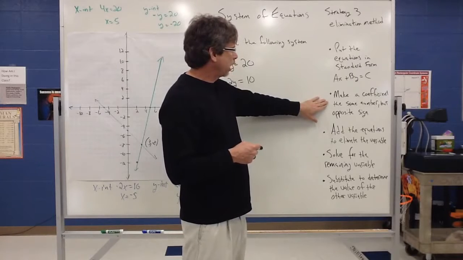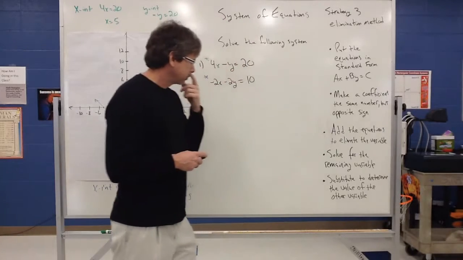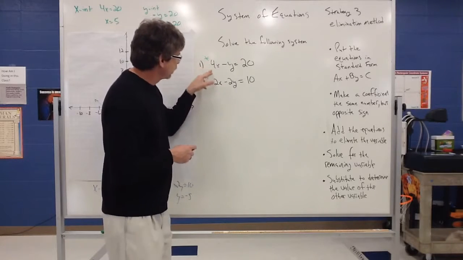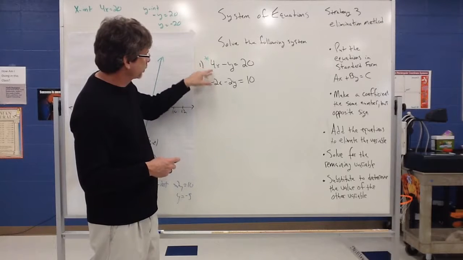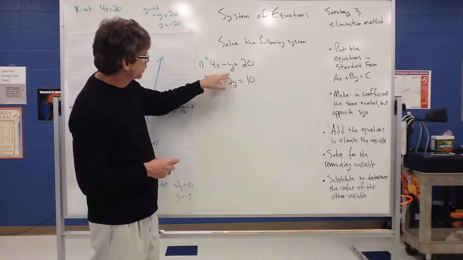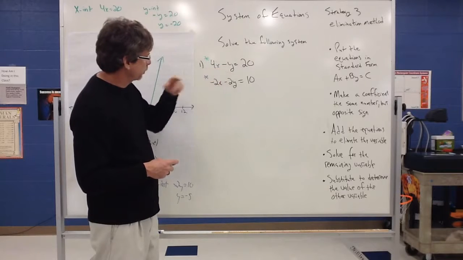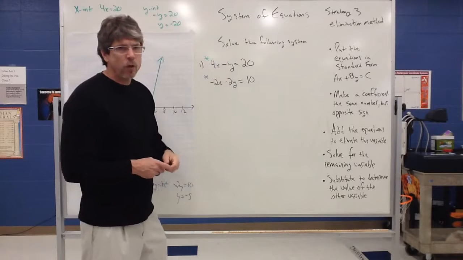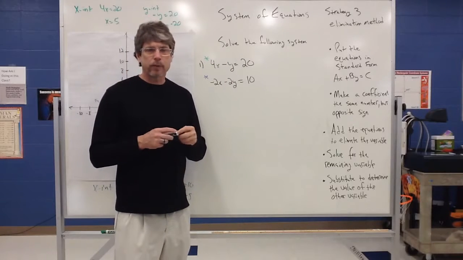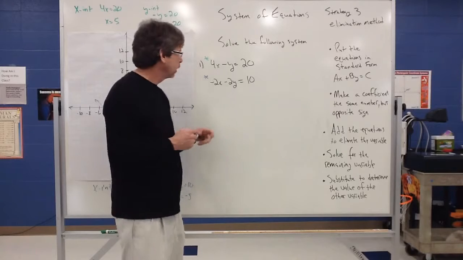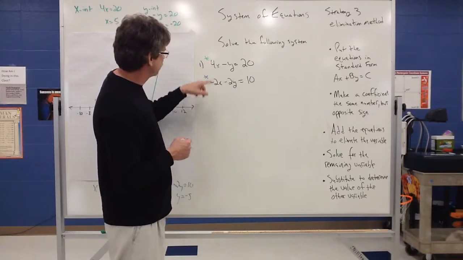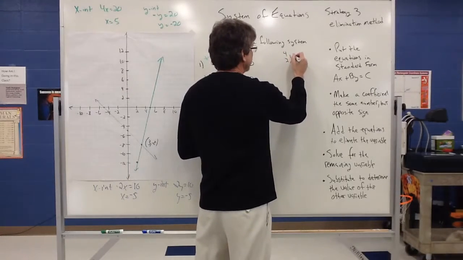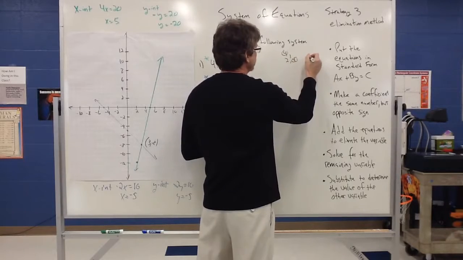What I want to do is make a coefficient the same number but opposite in sign. So looking at the coefficients of x, notice that they're not the same number, but they are opposite sign. If you look at the coefficients of y, they're not the same number and they're also the same sign. What I want to do is make either the coefficients of the x's or the coefficients of the y's the same number but opposite in sign. So essentially what I'm looking for is a common multiple. I'm going to look at the 4 and the 2. I can pick up that a common multiple would actually be 4.